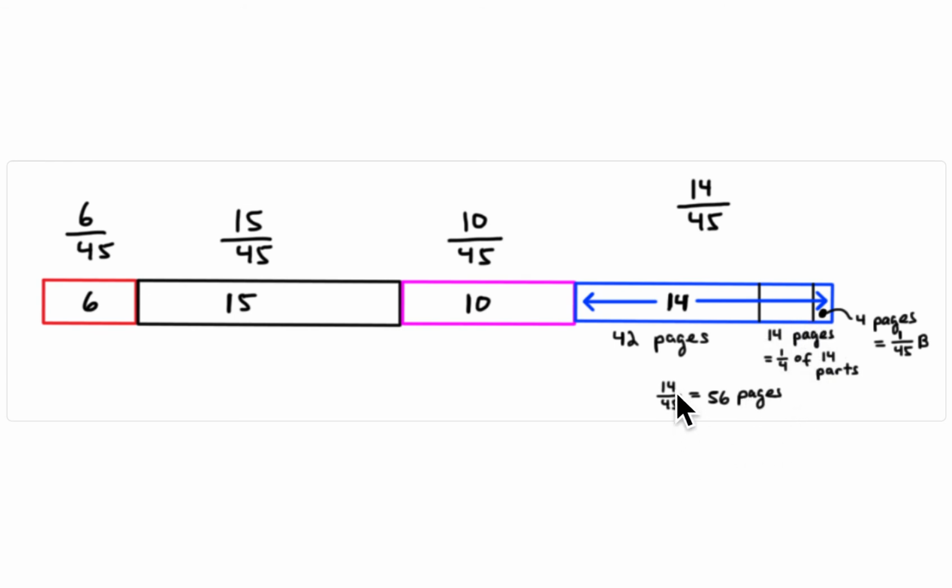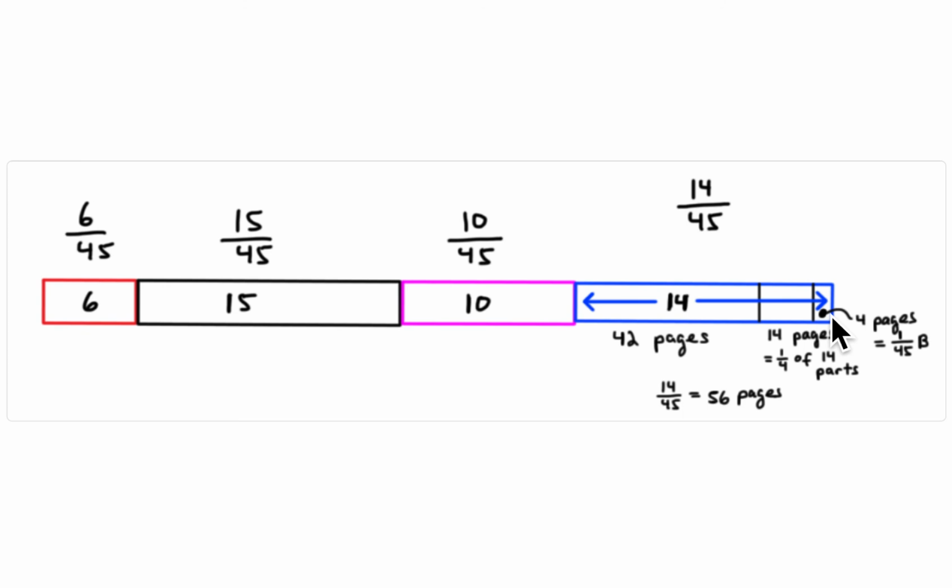So now we know that 14/45 is equal to 56 pages. So this piece right here is 56 pages in length. So I want to know what 1/14 of that is. What is one of these parts, which is 1/45? I divide the 56 by 14, and that tells me that 1/45 is equal to 4 pages. So 1/45 of the length of the book equals these 4 pages right here.